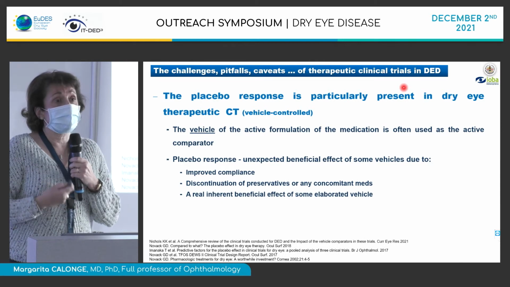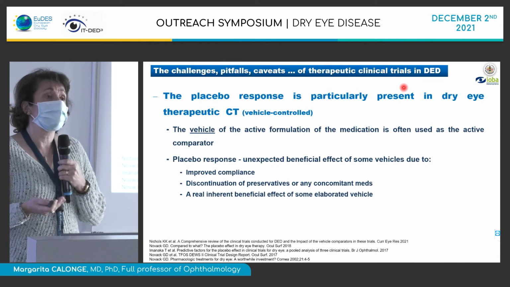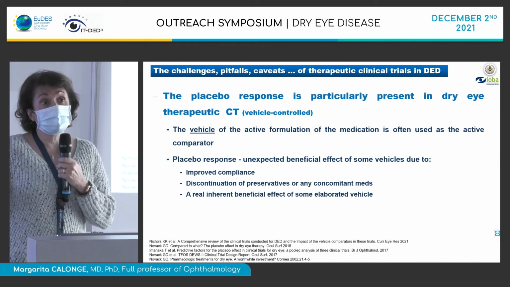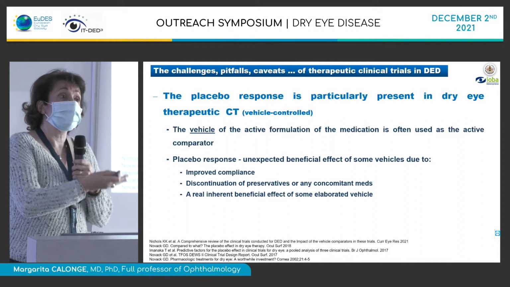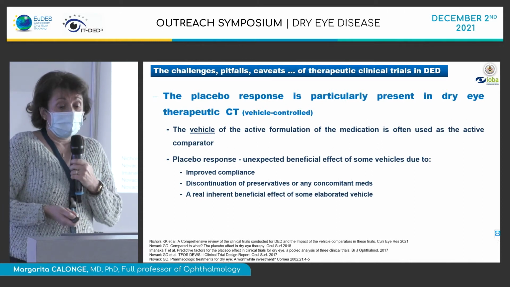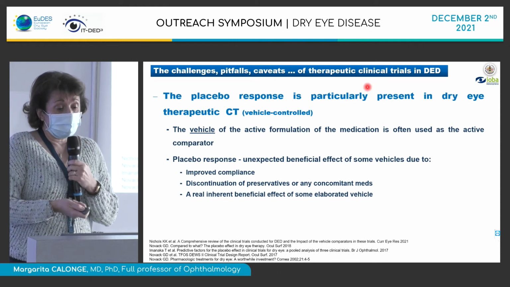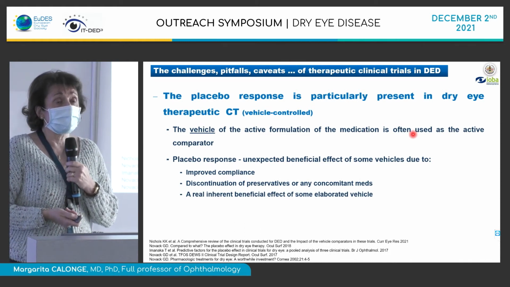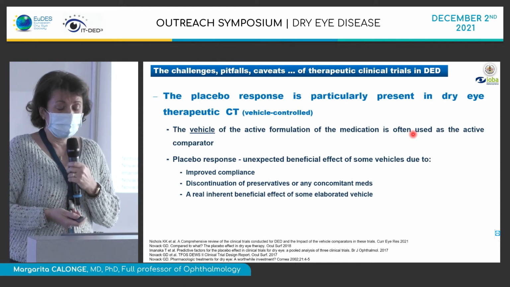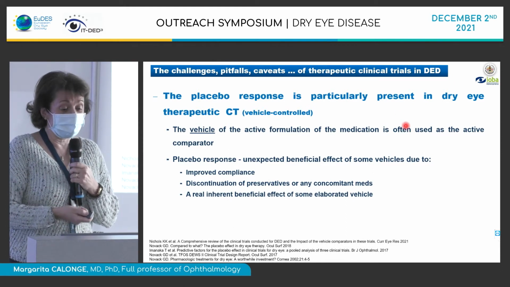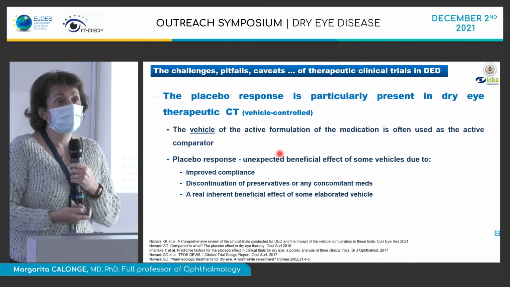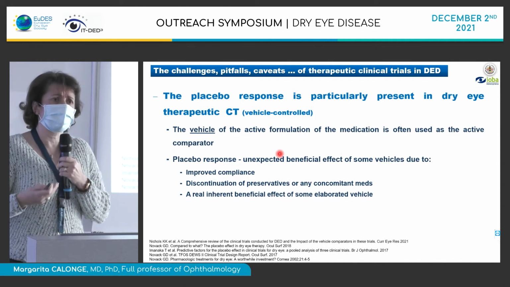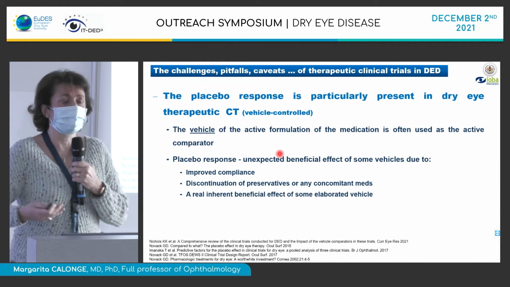And this is because a good therapeutic clinical trial in dry eye will have to be vehicle controlled. That will mean some patients receiving the active drug in its vehicle and some others receiving just the vehicle without the active drug. But the vehicle of the active formulation of the medication could be a good treatment for some of these patients. This is called placebo response, meaning an unexpected beneficial effect of some vehicles, especially vehicles that are elaborated because the drug requires these elaborated vehicles.